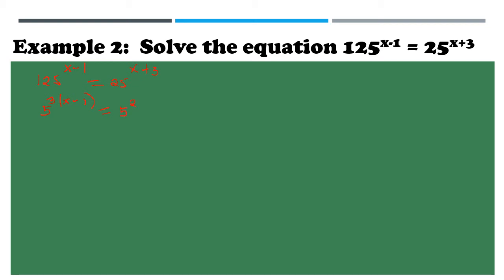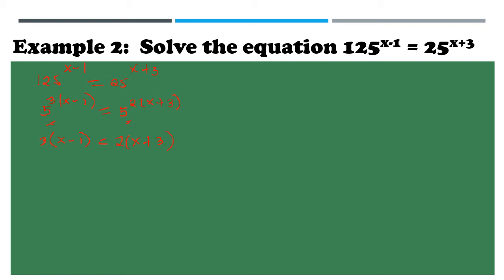5 times 5, that's 25. And then we are going to multiply that to x plus 3. So, parehas na sila ng base. So, kukunin na natin ang kanilang mga exponent. Sa left side, that's 3 times x minus 1. Sa right side, this is 2 times x plus 3.